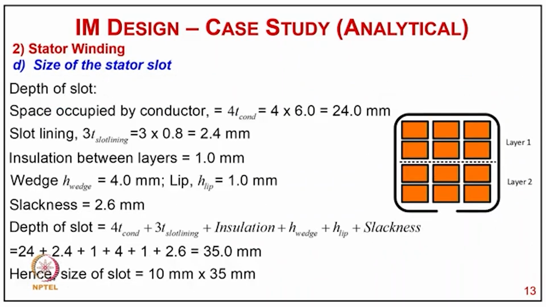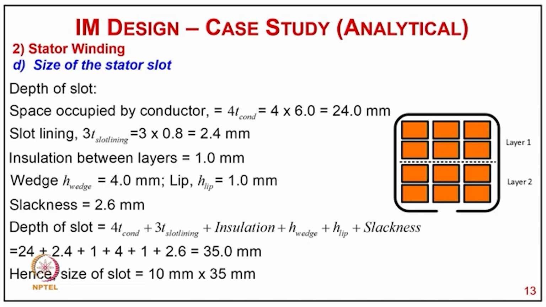Now coming to the depth of the slot, depth wise we have 4 layers. So space occupied by the conductor is 4 into T conductor, that is 4 into 6, which comes 24 millimeter. And slot lining here, of course, we have 3 slot linings, so 3 into 0.8, that's 2.4 millimeter. And insulation between layers is 1.0 millimeter. The wedge, H wedge, is 4 millimeter, and the lip, H lip, is 1 millimeter. So slackness is around 2.6 millimeter.